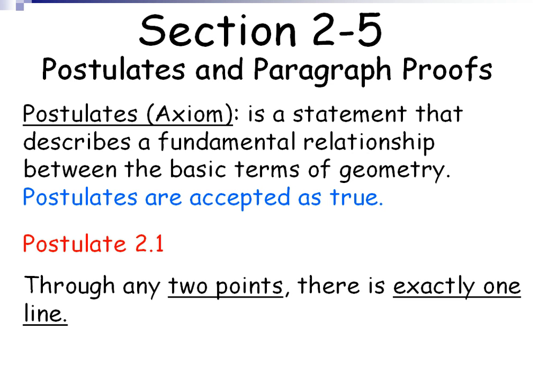Here's our first postulate. Through any 2 points there's exactly one line. See, we can prove that pretty much with a picture. There's no refuting that. It is truth. It's accepted as true without needing to prove it.